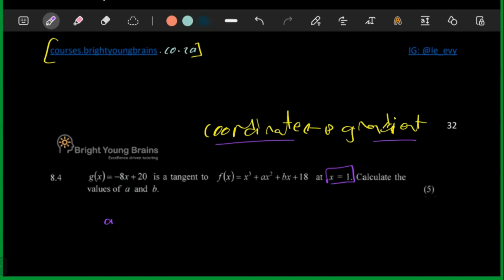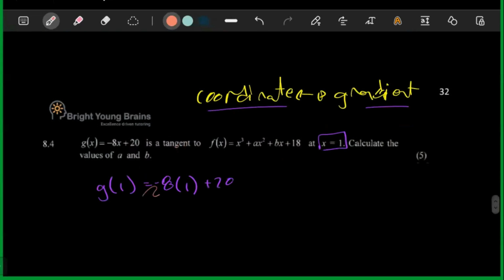You're going to put a 1 where x is. Remember, a coordinate that a tangent passes through is the same coordinate that the curve passes through. So here, you're going to have your negative 8 plus 20, right? That's like 12. So this is negative 8 plus 20, which is just 12. So the big idea now is that we can say that the y value is 12.